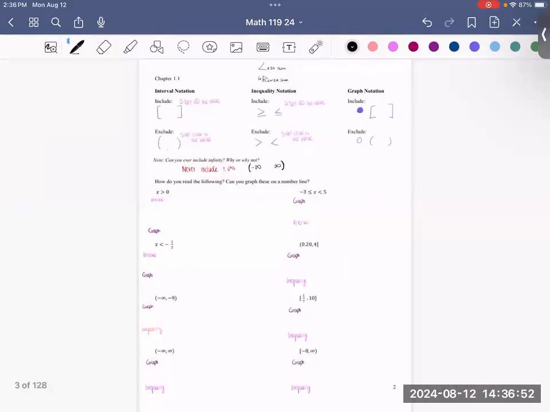So if that's all you kind of need to get yourself started, definitely try out the remaining on this page. We can kind of mix and match with the interval inequality notation as far as including and excluding, but just give these a shot, on pause when you need to.